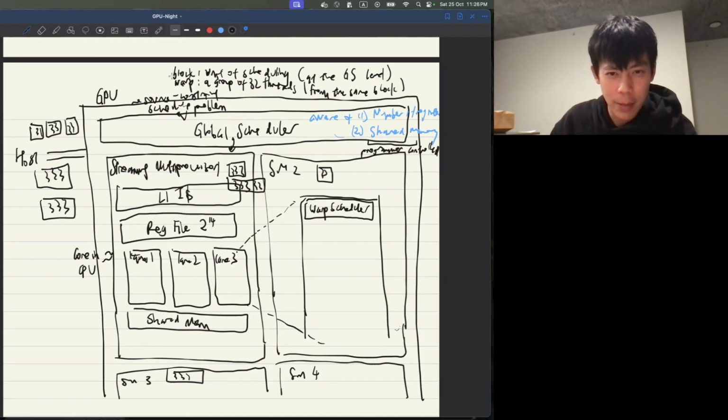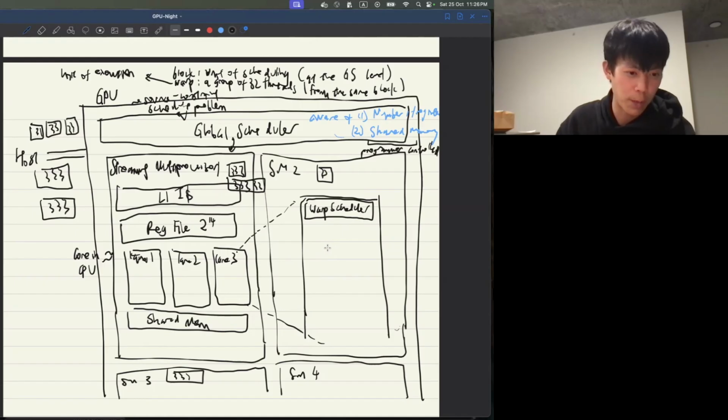A warp, let me also write over here, is the unit of execution. So when things get executed in this lane, so this is a lane, right? It is an execution unit. It executes one warp at a time. So it executes 32 threads at a time.